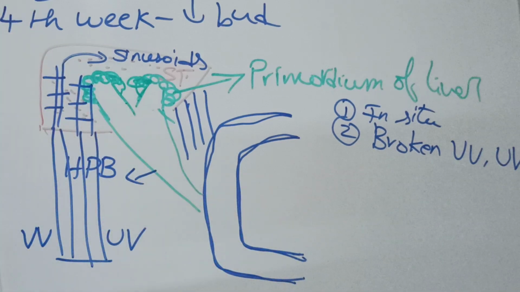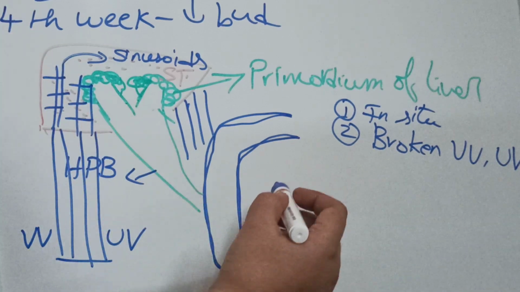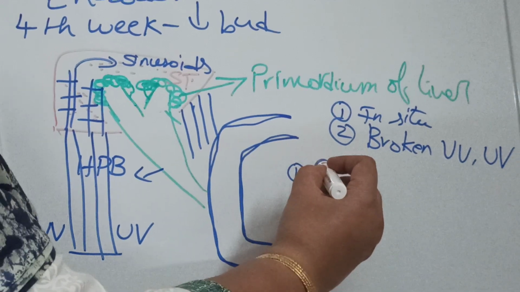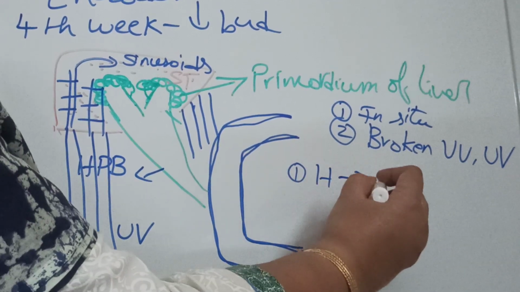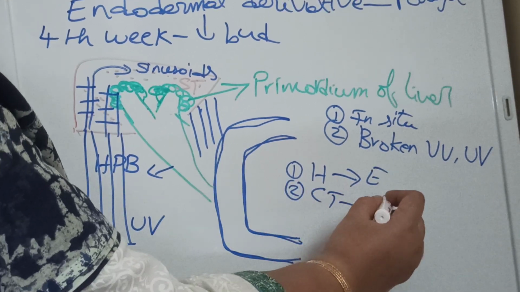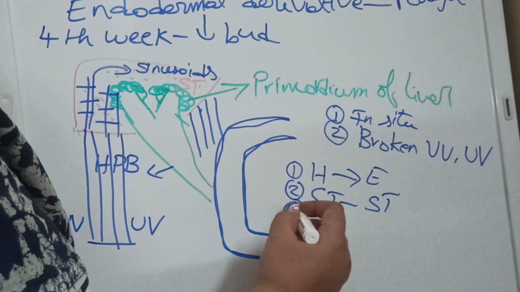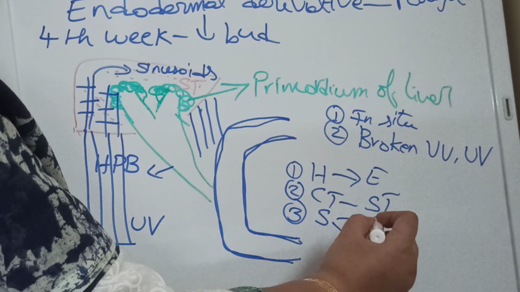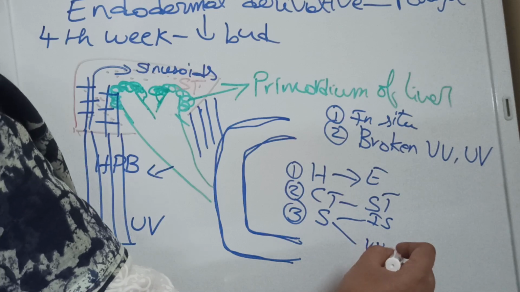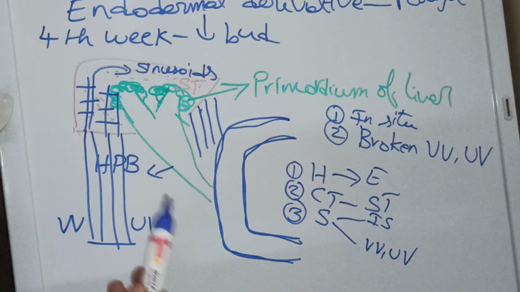So this is the development of the liver, three parts. One is that the hepatocytes develop from the endoderm, hepatocytes from the endoderm, connective tissue from the septum transversum, sinusoids from two sources, in situ and also from the broken vitelline veins and the umbilical veins.